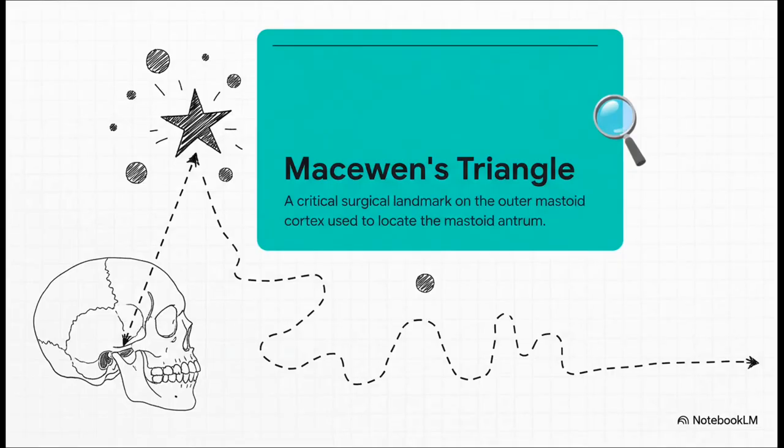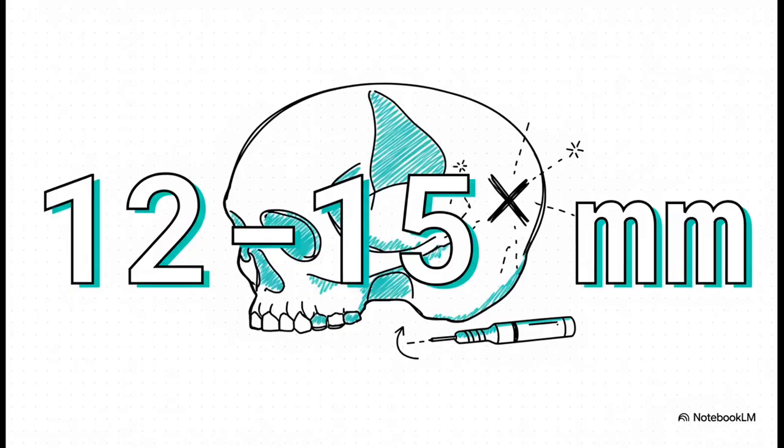For a surgeon who needs to get in there, this variable anatomy is a huge problem. But there is one constant, one North Star they can always rely on: the mastoid antrum. It is the one air cell that is always there, no matter how pneumatized the rest of the mastoid is. Finding it is goal number one of any mastoid surgery. And to find that antrum, surgeons look for a critical landmark right on the surface, which is Macewen's triangle.